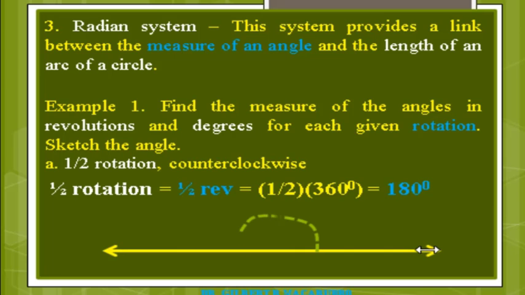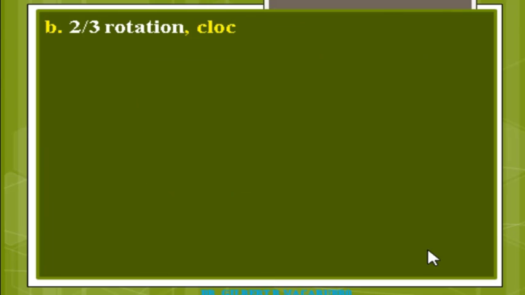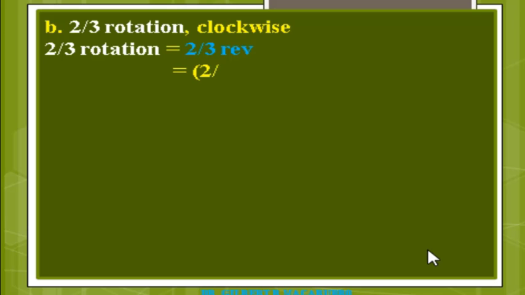Consider the figure below, a straight line. So we have here a straight angle, or we can name this angle as angle AOB, which measures 180 degrees. 2/3 rotation clockwise is the same as 2/3 revolution, or simply equal to 2/3 times negative 360 degrees, since it is a clockwise direction. This is simply equal to negative 240 degrees.